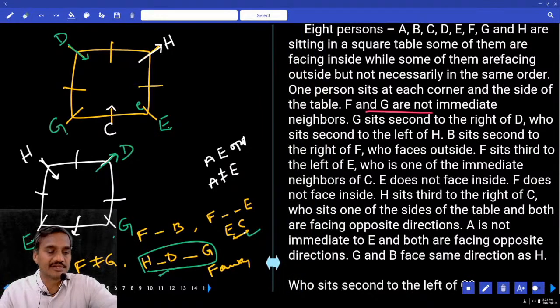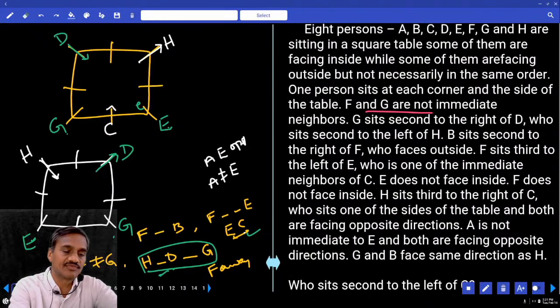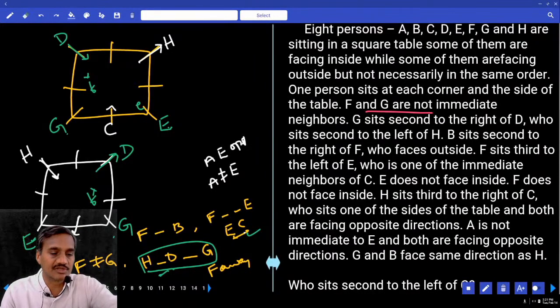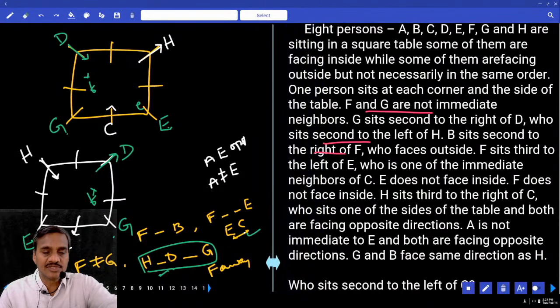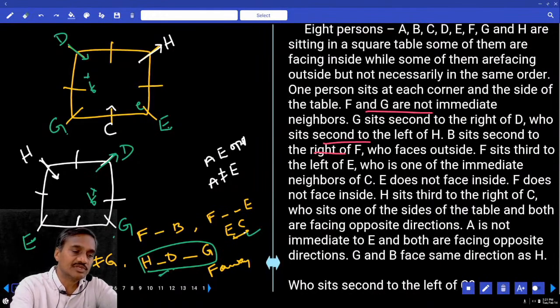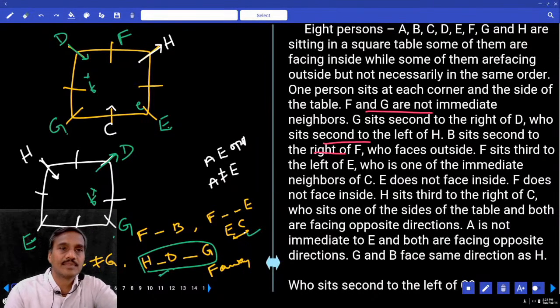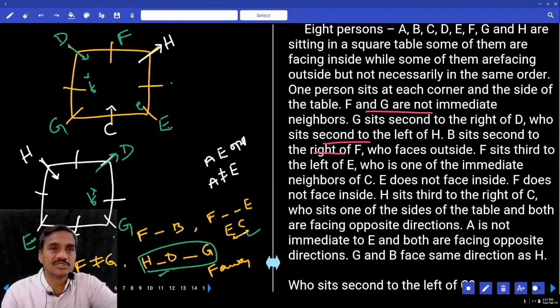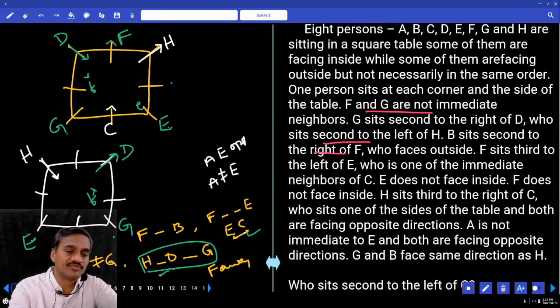F and G are not immediate neighbors to each other. G is here, so F cannot be at this place. And next, G sits second to the right of D. D sits second to the left of H. And B sits second to the right of F. F faces outside, so where should F be? F must be here. If F is here, then B and C would be in the same place, which is not possible. F faces outside, F is here, B is here.